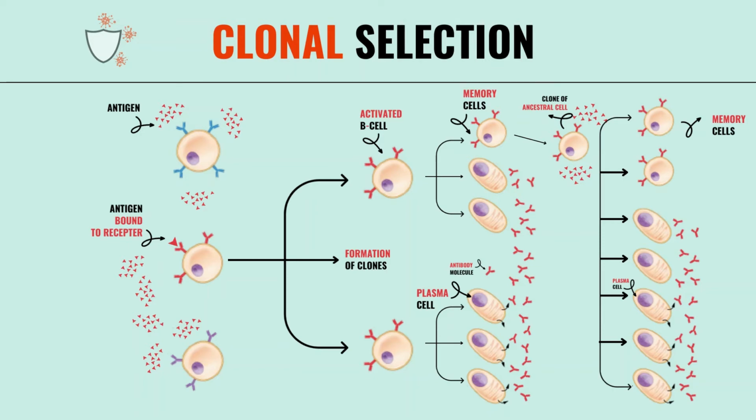Let's discuss the clonal selection theory. It all starts with the antigen binding to a receptor. When the antigen fits that specific receptor, there will be a formation of identical clones of that cell. Those clones will be the activated B cells.